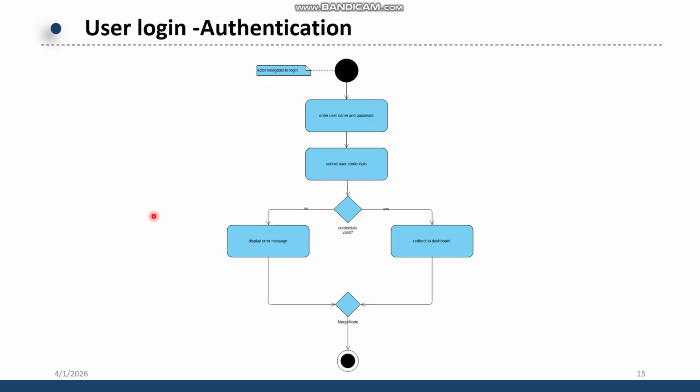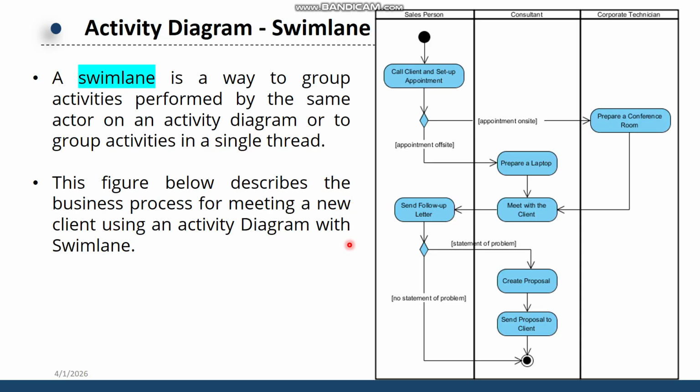So user login, which is our simple scenario. So you have a start node, then you enter username and password, submit user credentials. So either credentials are valid, so it will redirect to dashboard, or they are not valid, so you display an error message. So you go to merge node, and this is the simplest user activity that can be shown using activity diagram. So in activity diagram, you can also use swim lane.